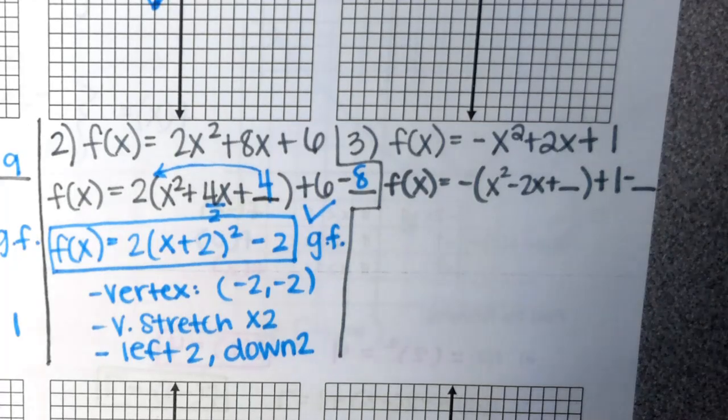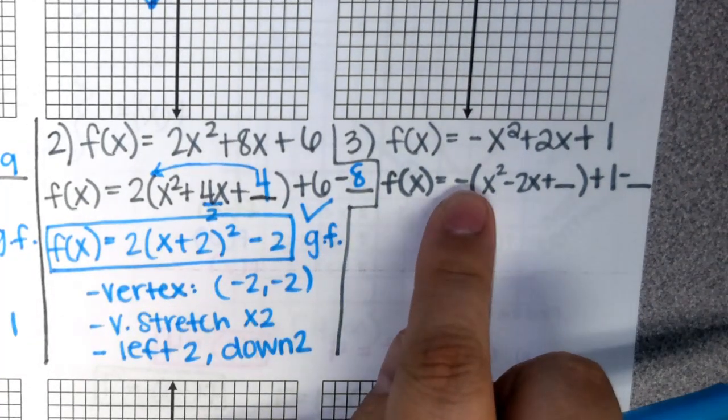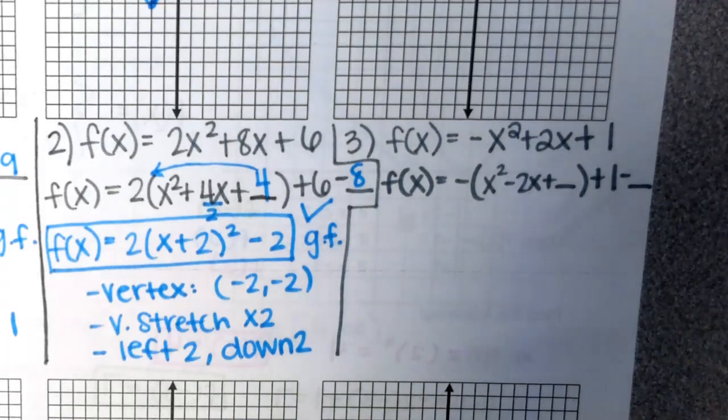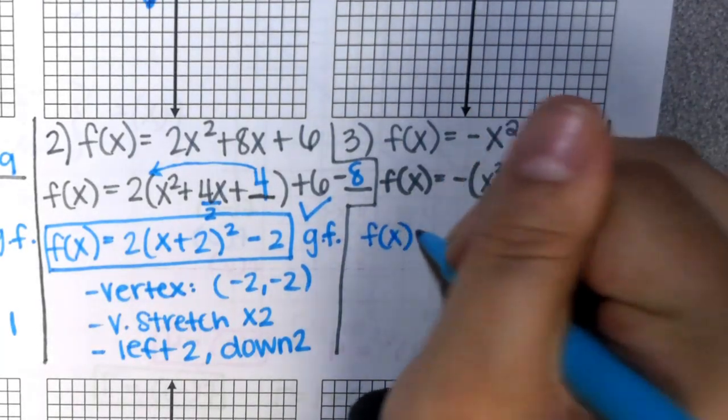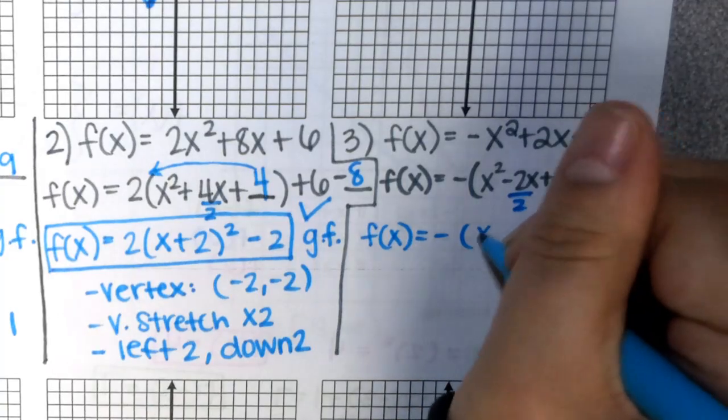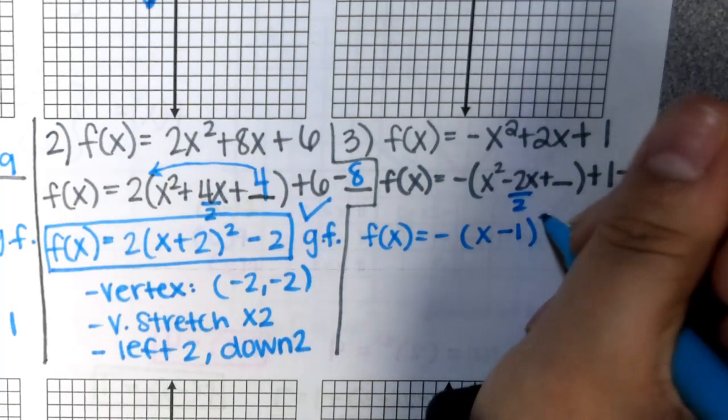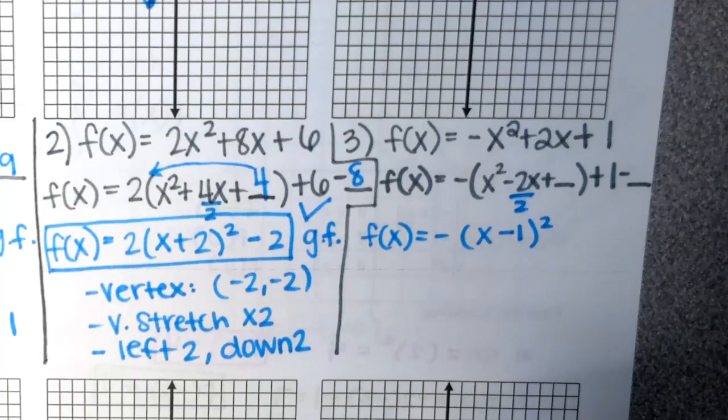Alright, what did you do first? After you factored out the negative, then what? Divide it by 2, and you should have gotten f of x equals negative x minus 1 squared. What is negative 1 squared? Be careful.